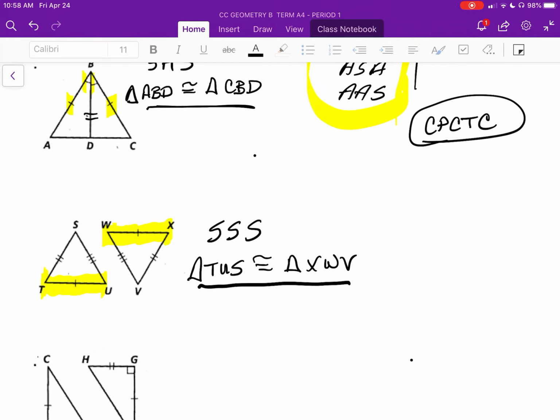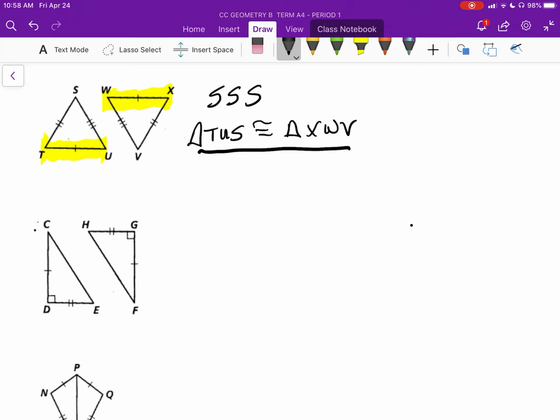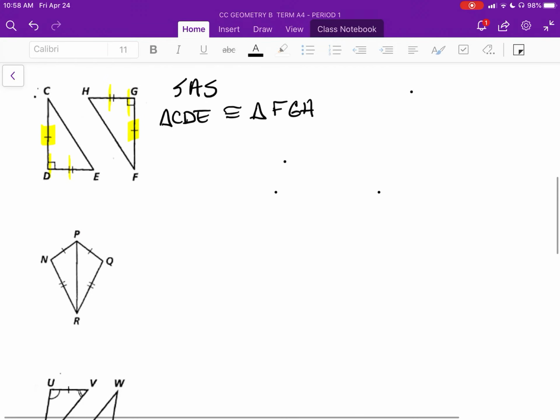Okay, so that's angle, side, angle, and side, angle, side. If we go down, these are two right triangles, and they also are congruent. And if you notice, they share a side, an angle, and a side. So this one, even though it's a right triangle, is still side, angle, side. We could say triangle, let's say CDE is congruent to triangle FGH by side, angle, side.